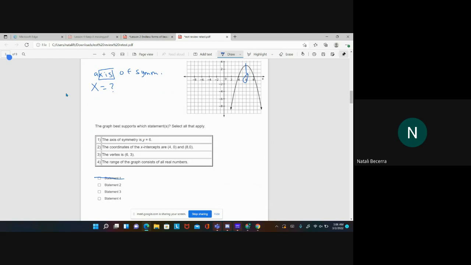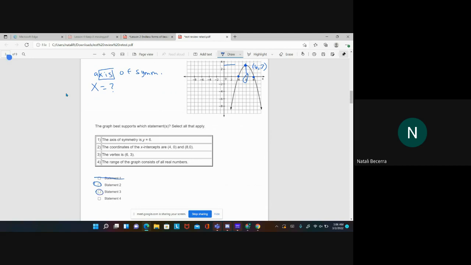The second one, the coordinates of the x-intercepts are 4 and 8. So let's look right here, 4 and 8. Yes, that's correct. So this would be one of them. The vertex is 6, 3. Let's see right here. We have 6 for x, and then if we look over, this is 3. So yes, that's also correct.